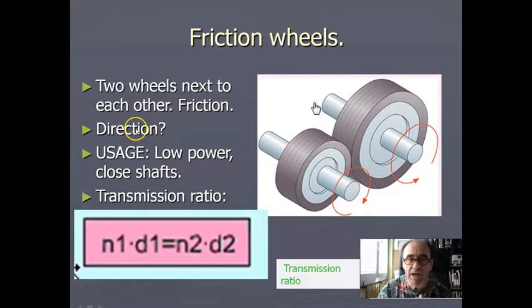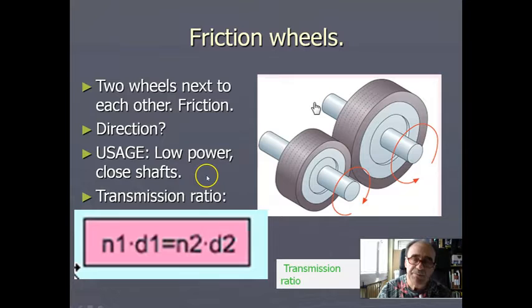Here we have direction. If you have realized, when we use friction wheels, we reverse the direction of the motion. Imagine that this one is the driver. If the driver is rotating clockwise, the driven is rotating counterclockwise. So we reverse the direction of the motion.